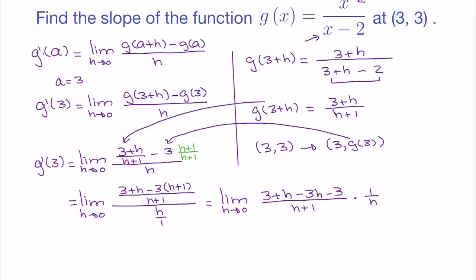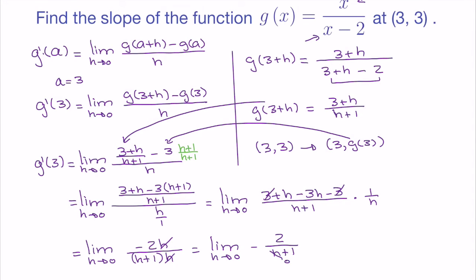So next I'm going to combine, as h approaches 0. The 3s cancel out, and h minus 3h is negative 2h. And then when we multiply the denominators, we get h plus 1 times h. The h's cancel out, and we get the limit as h approaches 0 of negative 2 over h plus 1. When we take the limit and replace h by 0, this approaches 0, and my limit is negative 2.